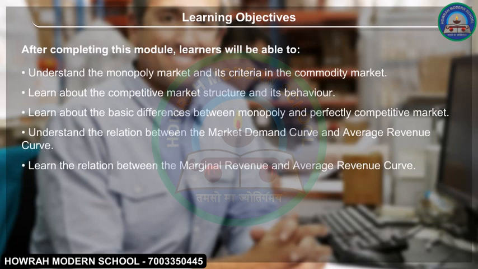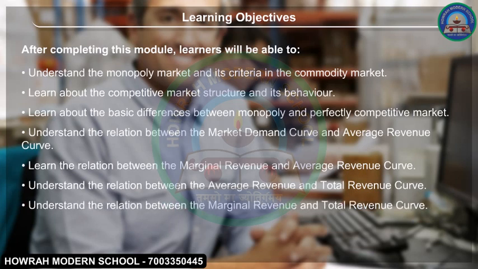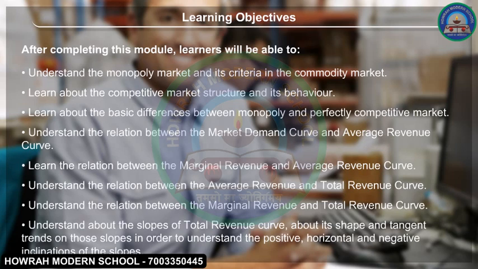Learn the relation between the marginal revenue and average revenue curve. Understand the relation between the average revenue and total revenue curve. Understand the relation between the marginal revenue and total revenue curve. Understand the slopes of the total revenue curve, its shape, and tangent trends on those slopes, in order to understand the positive, horizontal, and negative inclinations of the slopes.